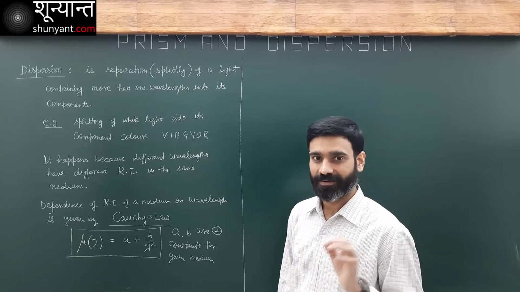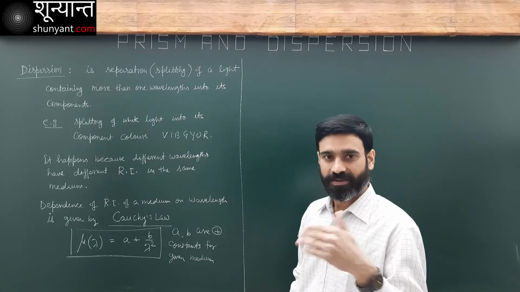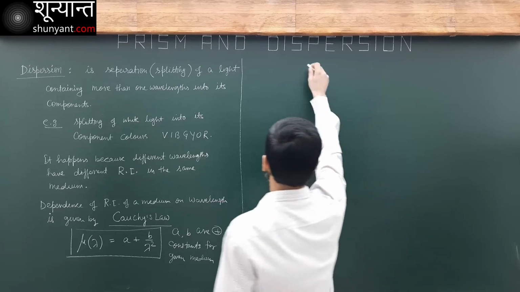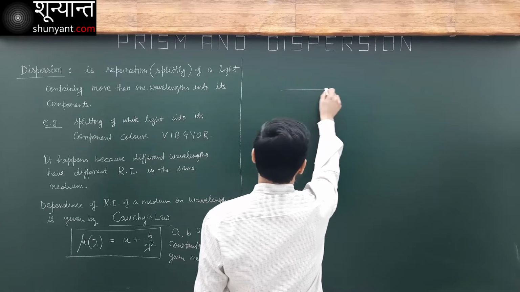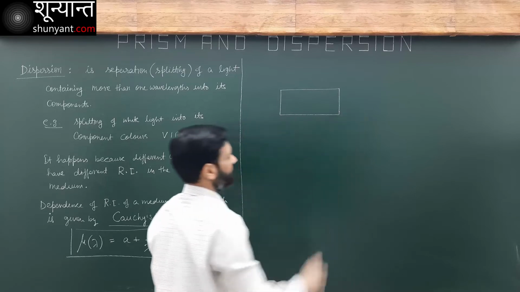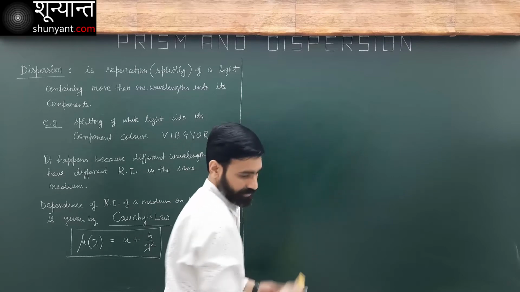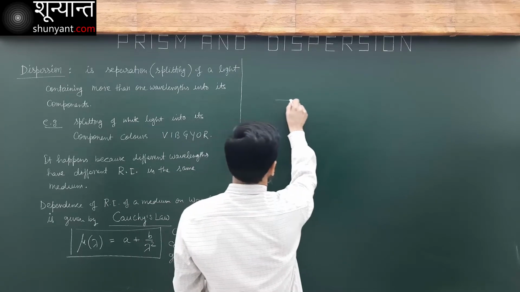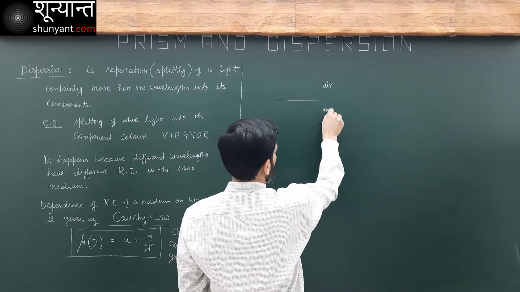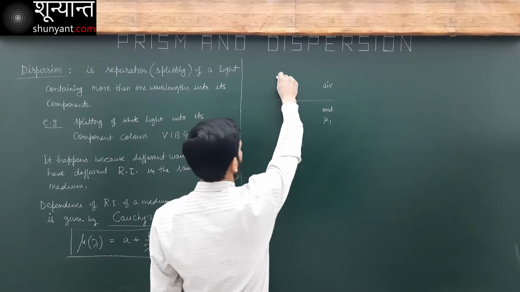Let's try to understand how this results into dispersion. Let's do it step by step, sequentially. That will help us understand it. Let's say that I have a light. This is air, and I have some medium here. Its refractive index is mu1. And some light is incident.